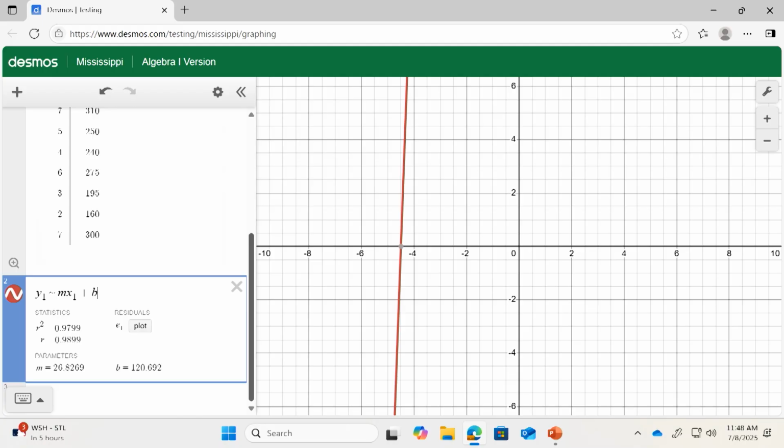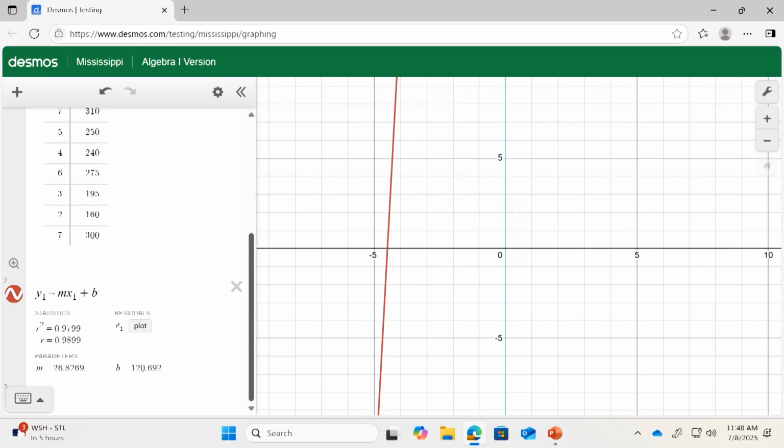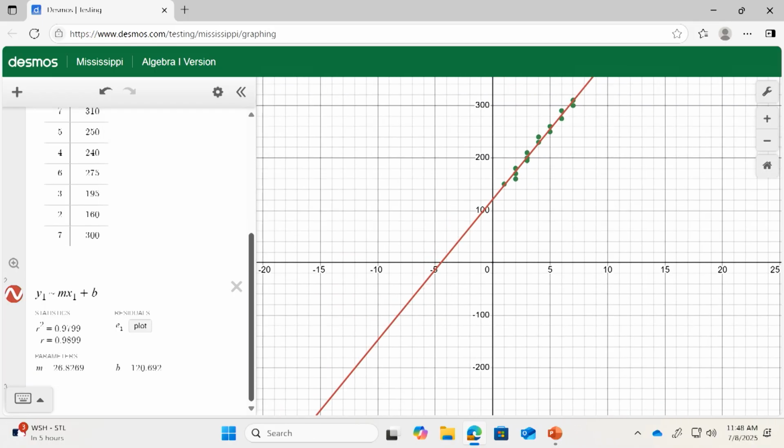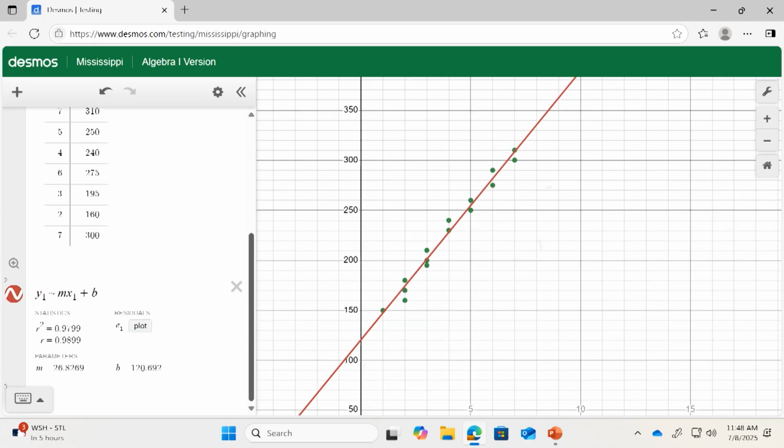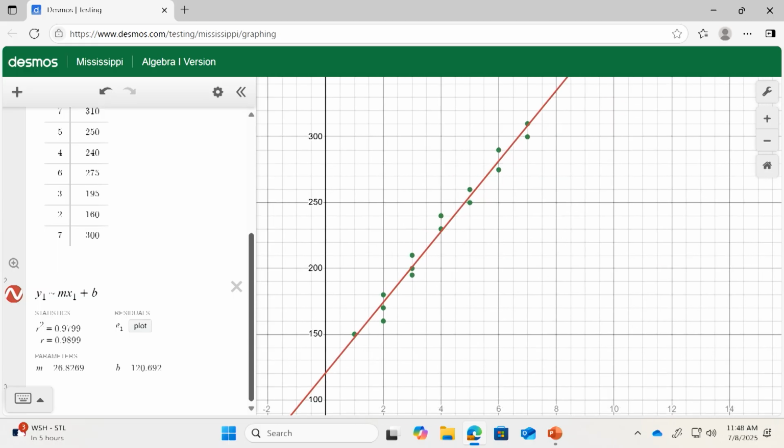Now we want to make sure that we are paying attention to what our m is and what our b is, those parameters. We want to pay close attention to them. We also want to look at the scatter plot with the line of best fit on there. So you also want to make sure that you're looking at the scatter plot. Now, this line of best fit goes through some points, and there are some points that it doesn't go through.